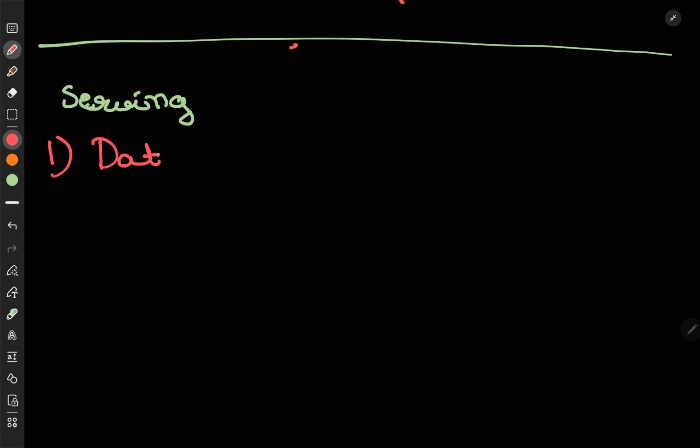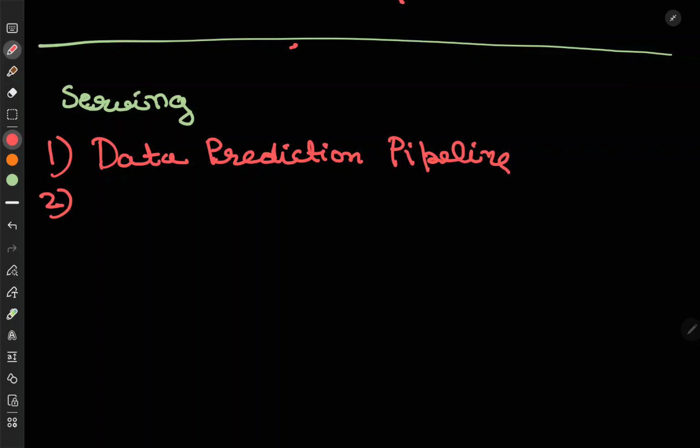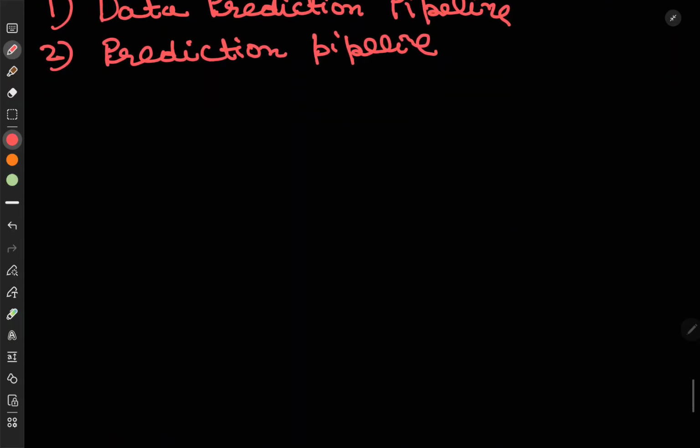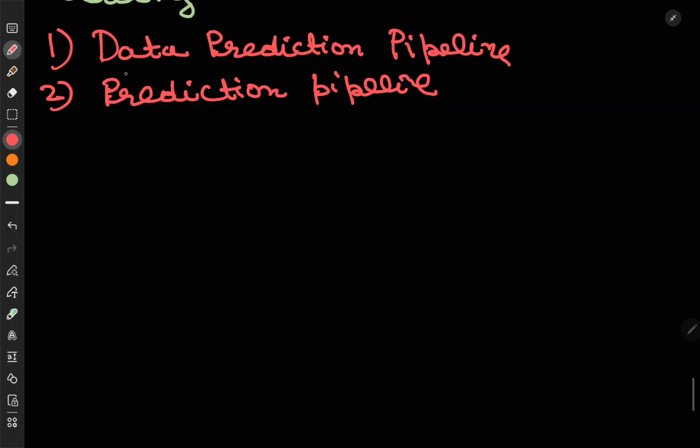So one will be your data preparation pipeline, and second is going to be your prediction pipeline, which is going to take care of the part where we are going to show relevant unseen post. So see, the data preparation pipeline, how it will look like.